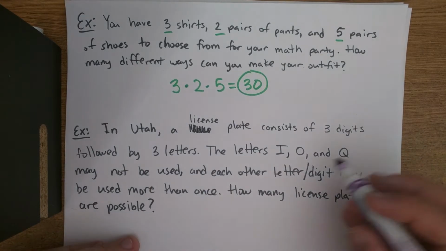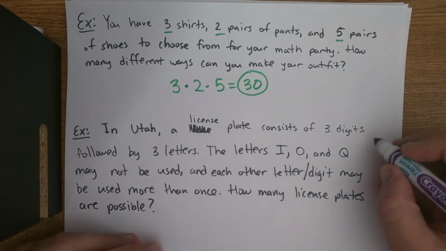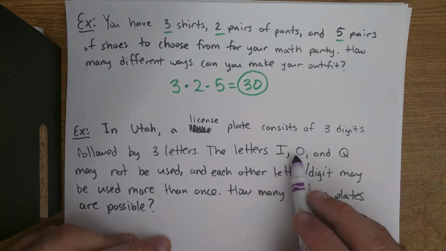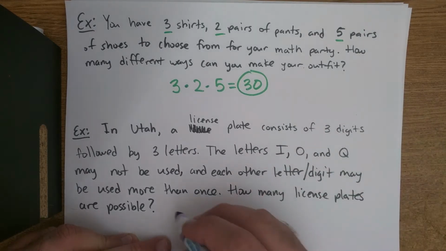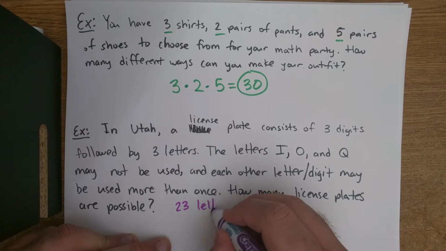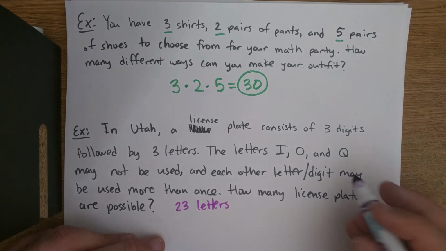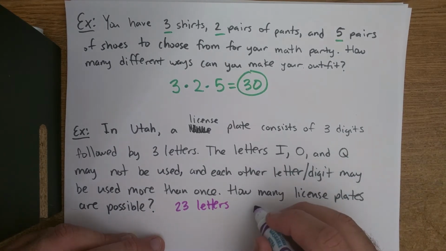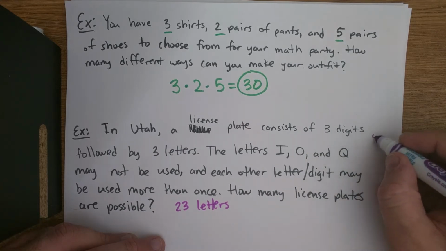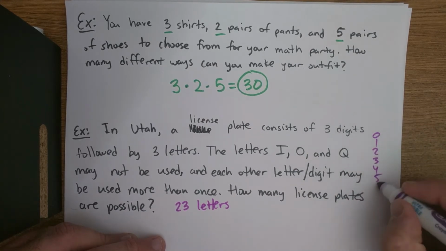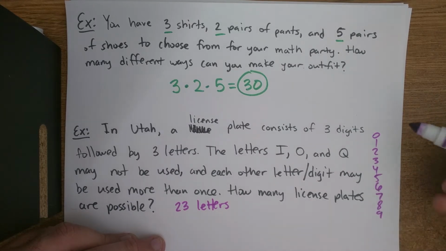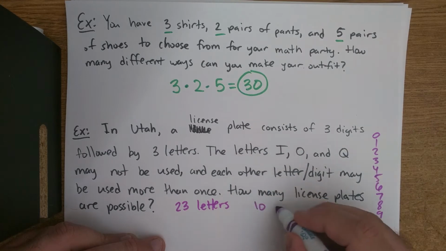So let's think about how many letters are in the alphabet. So there's 26 letters, but we cannot use 3 of them. So right at the moment, we only have an option of 23 letters. Okay, because we can't use those 3. And then how many digits are possible? The digits are 0 through 9. So if you have the digits 0, 1, 2, 3, 4, 5, 6, 7, 8, 9, how many digits is that? 1, 2, 3, 4, 5, 6, 7, 8, 9. So we have 10 possible digits. So just be a little careful there.